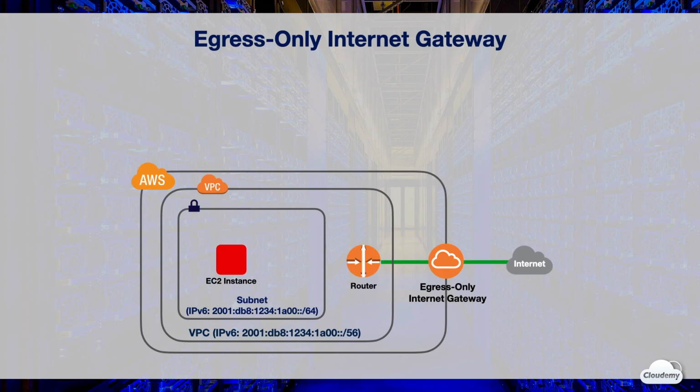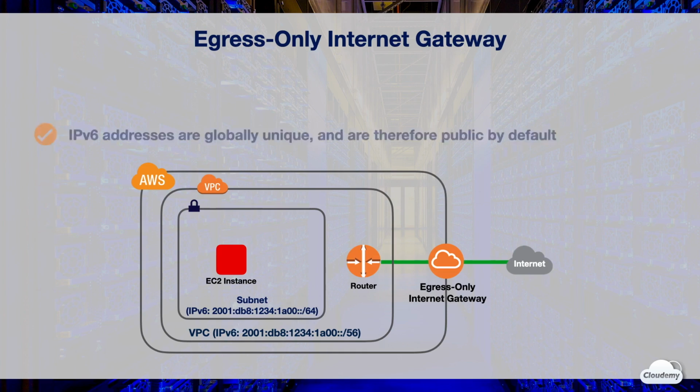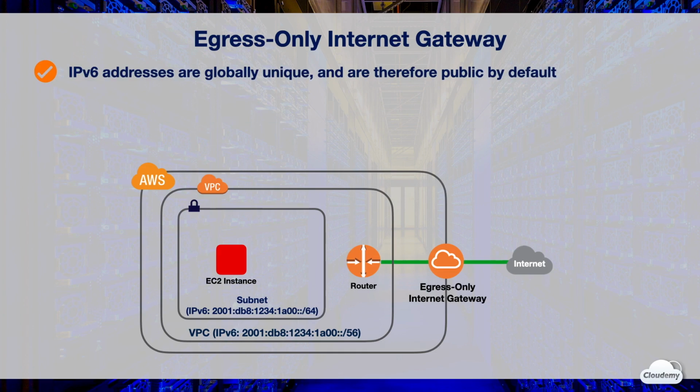An egress-only internet gateway is a horizontally scaled, redundant, and highly available VPC component that allows outbound communication over IPv6 from instances in your VPC to the internet, and prevents the internet from initiating an IPv6 connection with your instances. IPv6 addresses are globally unique, and are therefore public by default. If you want your instance to be able to access the internet, but you want to prevent resources on the internet from initiating IPv6 connection with your instance, you should use an egress-only internet gateway.